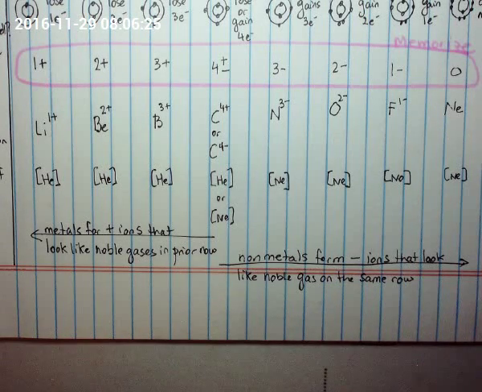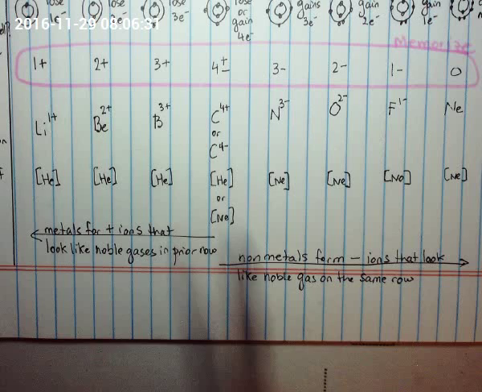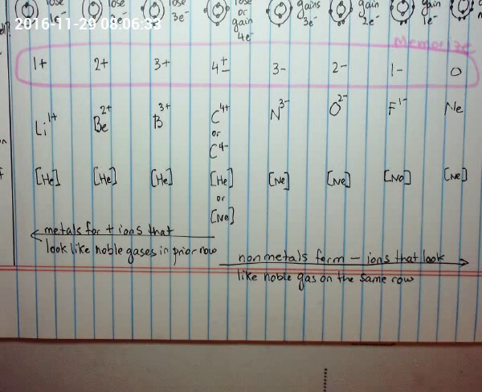I'm overgeneralizing, Emily. Yeah. Well, because technically boron and carbon are metalloids. So this is kind of a gray area.